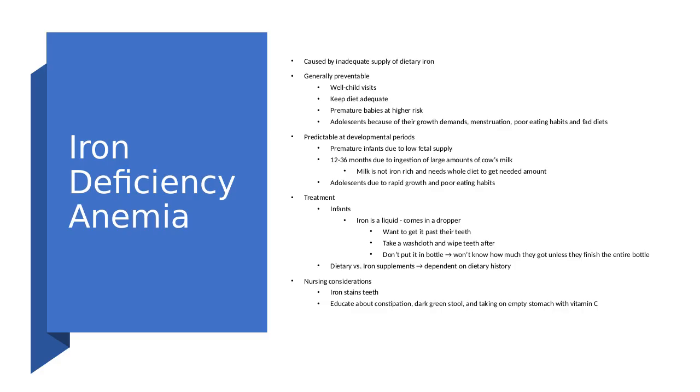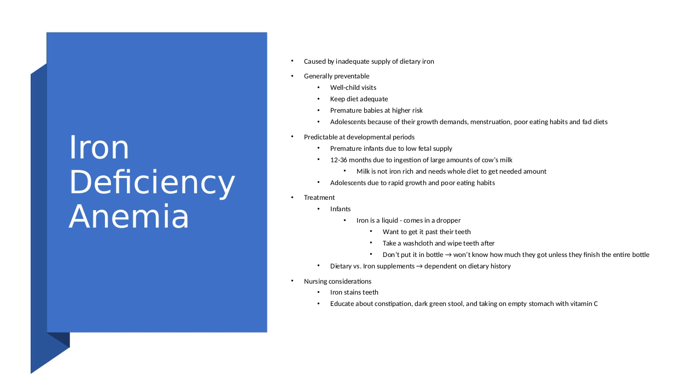Okay, this one came through okay. So, iron deficiency anemia. This is caused by an inadequate supply of dietary iron. Generally, this is very preventable. You can catch it in well-child visits as long as mom and dad are constantly bringing in little Timmy on a regular basis. You want to keep the diet adequate with iron. Premature babies are at higher risk, and adolescents, because of their growth demands, menstruation, and poor eating habits and fad diets, are also very much at risk for iron deficiency anemia.